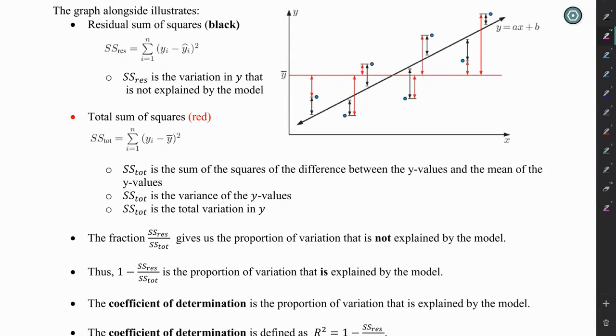The next thing we're going to talk about is the coefficient of determination. The graph alongside illustrates the residual sum of squares in black. We've talked about that: it's the distance from the given y value to the y value found from the model, and then we square that. That value is the variation in y that is not explained by the model.